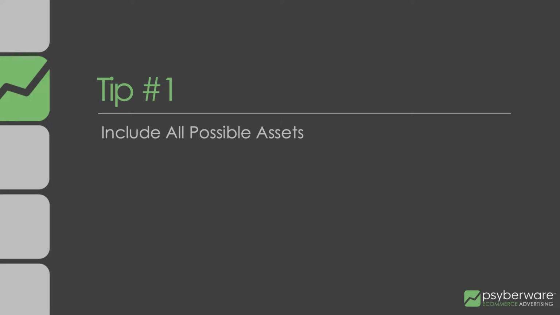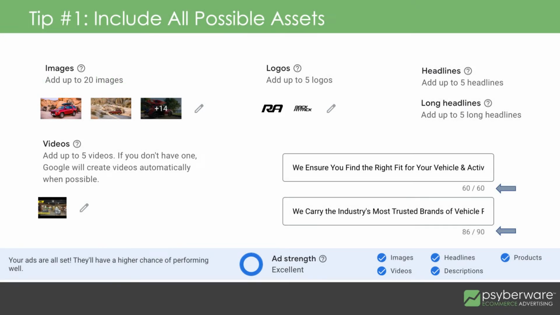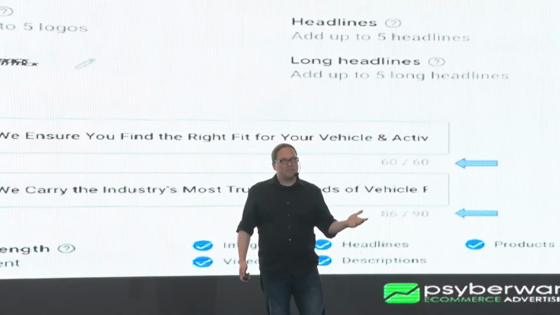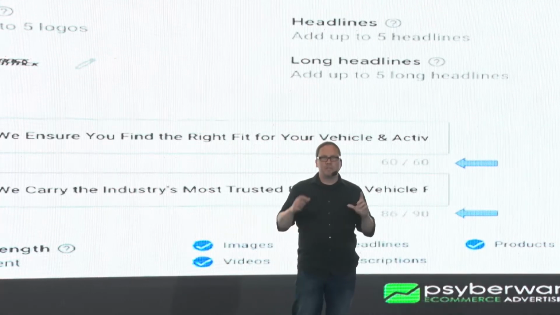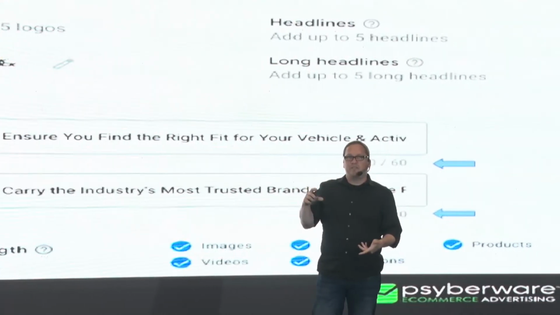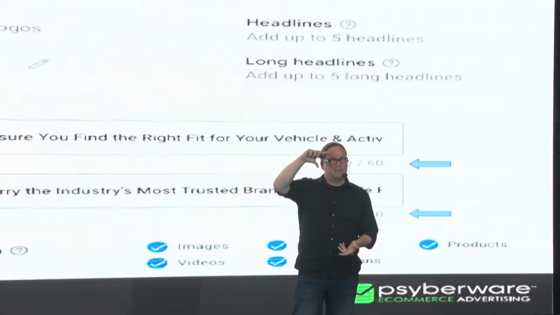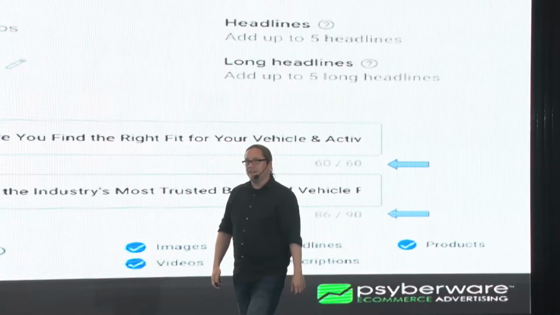First of all, try to use all possible assets in your asset groups. Google gives you the option of adding a lot of images. You should add a lot of images because you don't know what's going to work. And you want to add a lot of images in different formats. You want square images, you want horizontal images, you want vertical images. And remember, if you don't add videos, Google's going to use those to make videos in those different formats as well. So add videos if you have them.